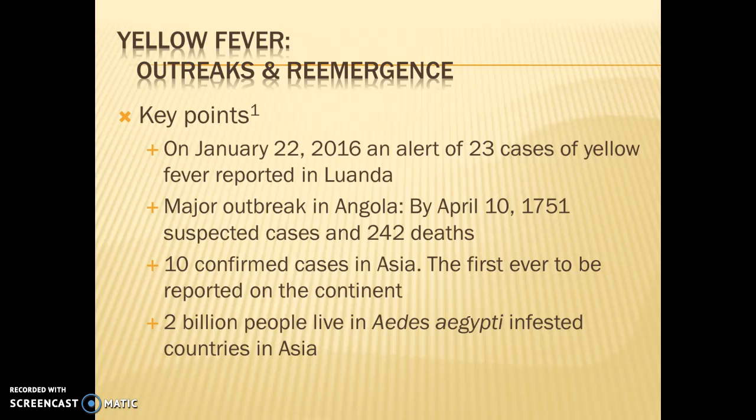So on January 22nd, the internet-based disease outbreak reporting system confirmed 23 cases of yellow fever in Luanda, which is in the Angolan capital of Africa. And within a few months, by April 10th, there were 582 laboratory confirmed cases and 242 deaths. So, of the confirmed cases, 582, 242 people died.